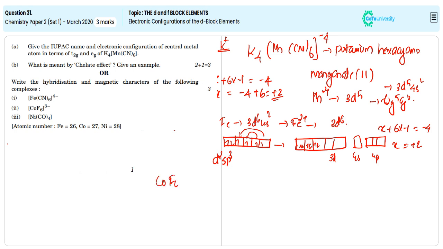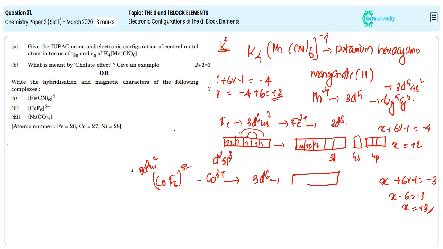Now the second compound, [CoF6]3-. In the same way we calculate the oxidation state. The charge here is 3-. I am taking cobalt as x. x plus 6 into -1, since 1 fluorine has a charge of -1, is equal to -3. So x minus 6 equals -3, and x is equal to +3. Cobalt has the configuration 3d7 4s2 and Co3+ has the 3d6 configuration. So the d orbitals will be like this, with 6 electrons.